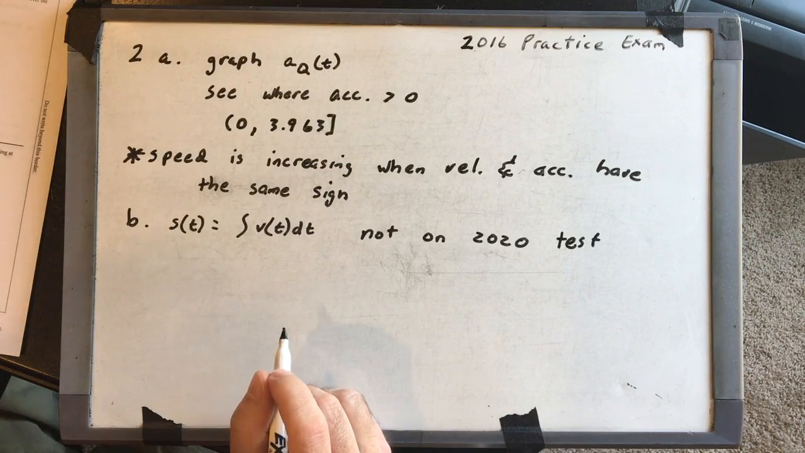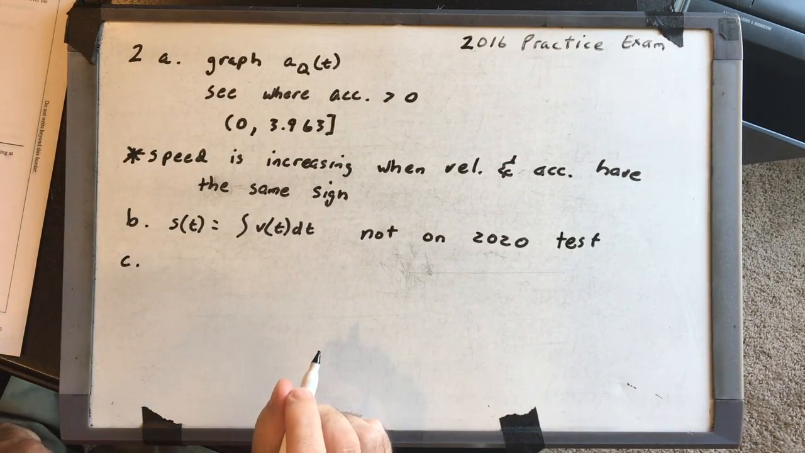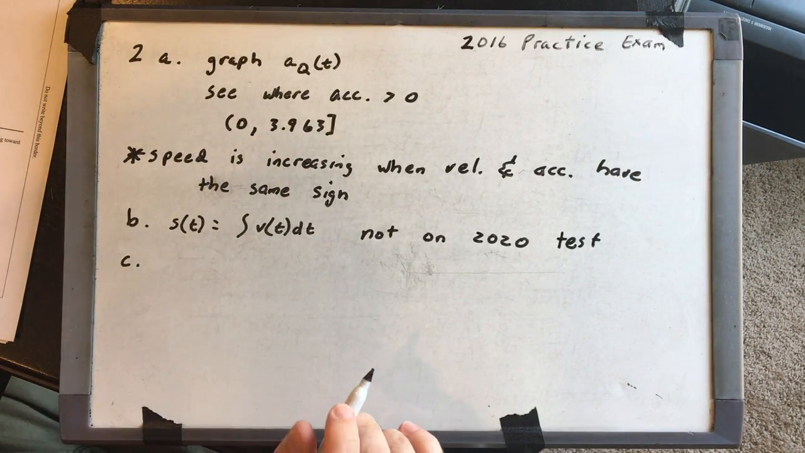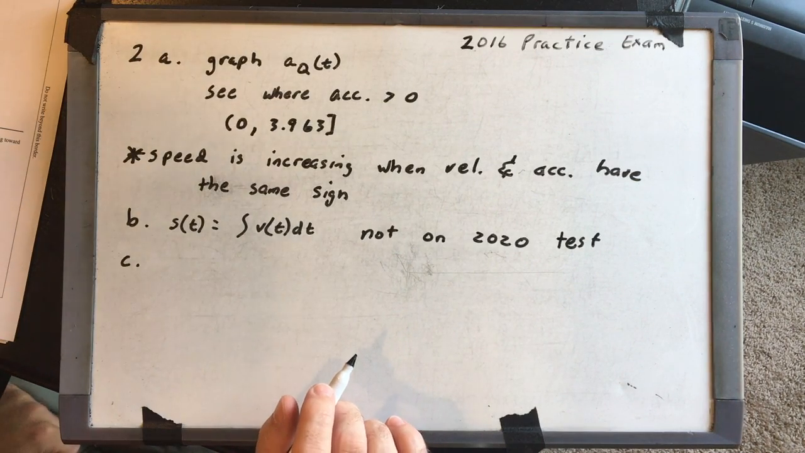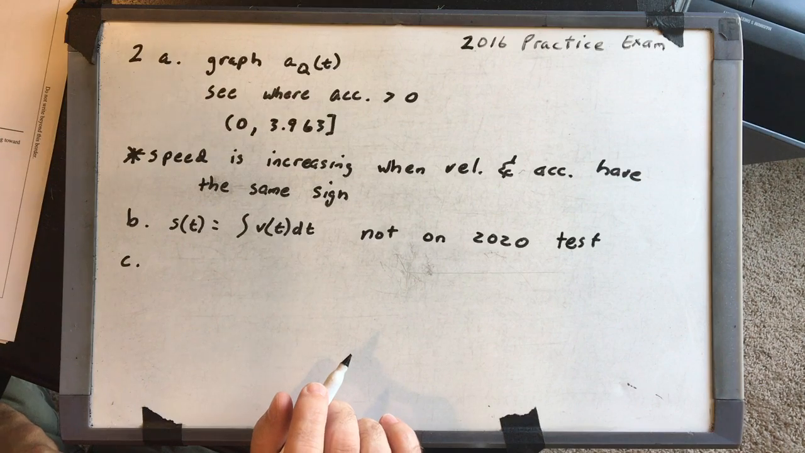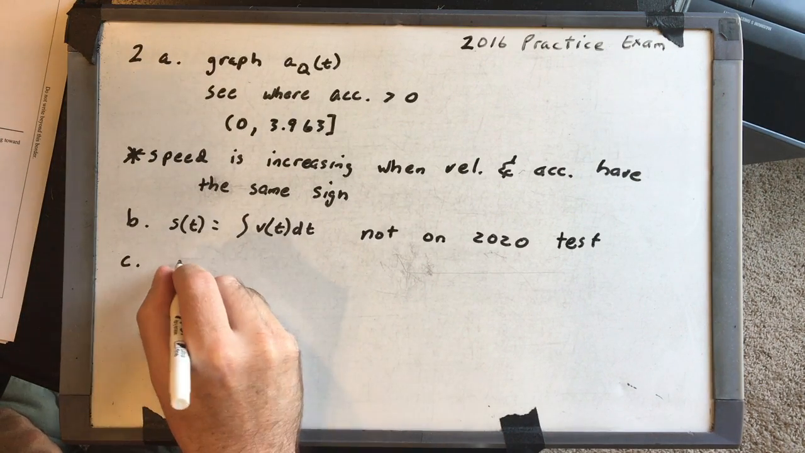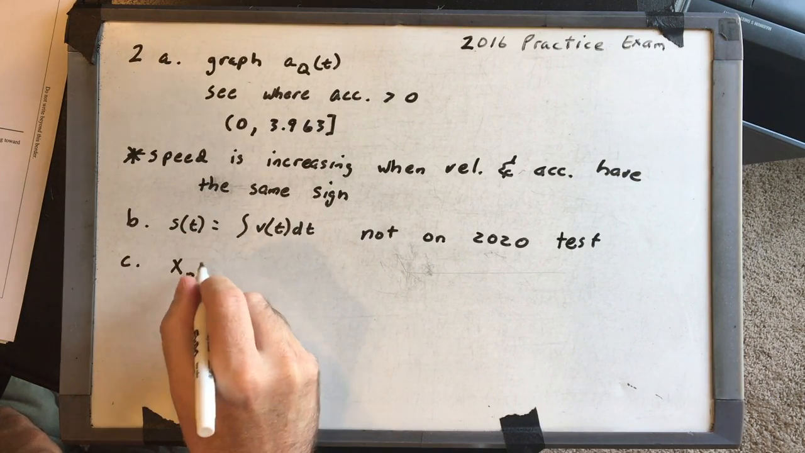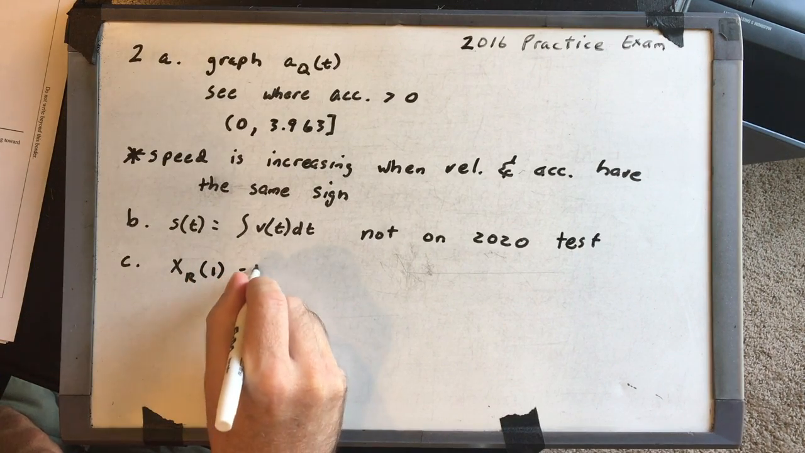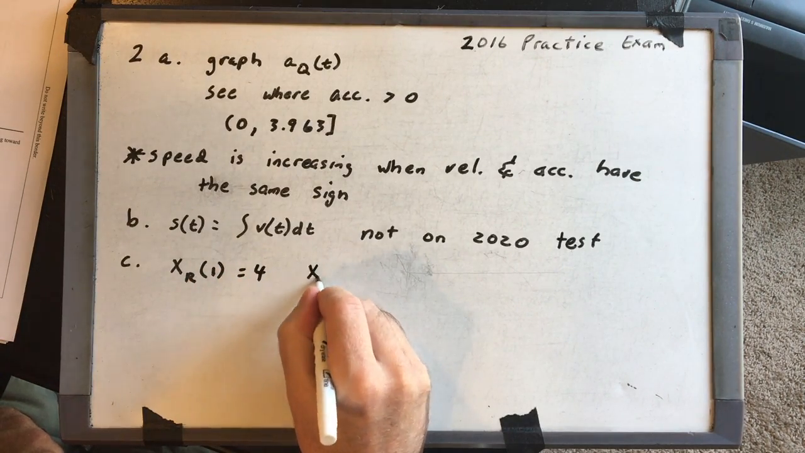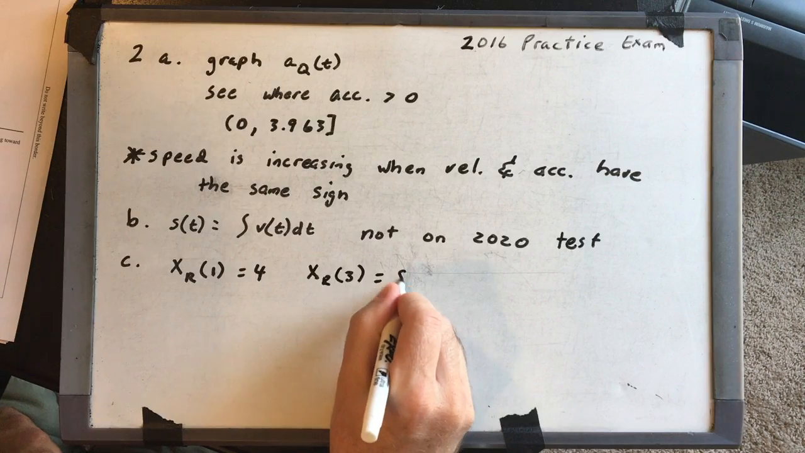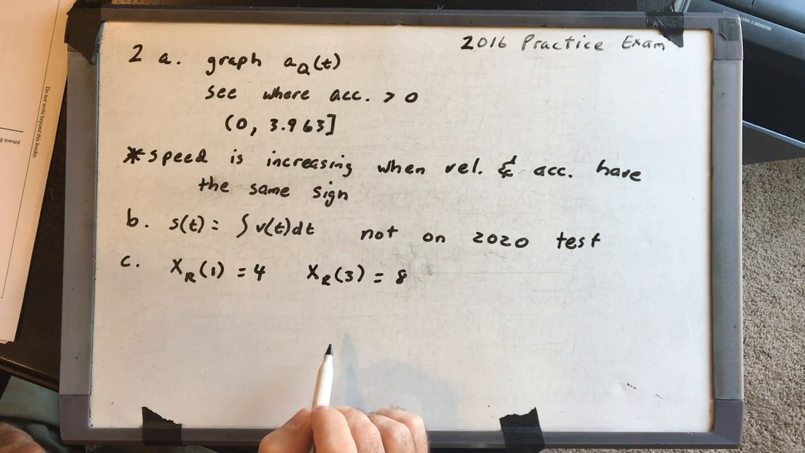All right, let's look at part C. Okay, this is on page 43. So it says a second particle, r, moves along the x-axis so that its position is given by a differentiable function x of r, okay, x is position, where our book used s. x of 1 is equal to 4, and the position x at 3 is equal to 8. So explain why there must be a time between 1 and 3 where the velocity is 2.